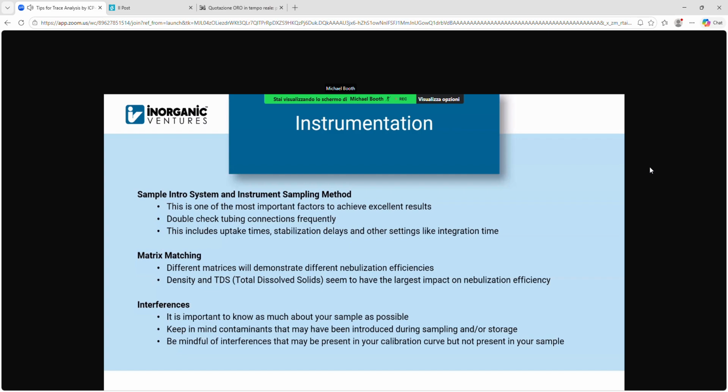Another way you can improve error is by matrix matching.